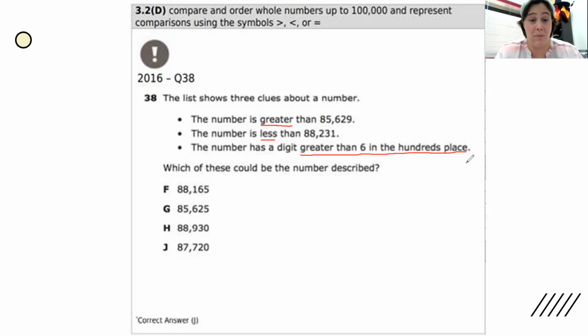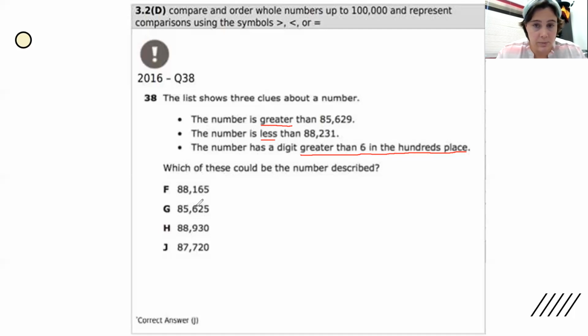That's really important information. So now I'm reading the actual question. Which of these could be the number described? Okay, based off of the clues, it's going to be greater than 85,629. So let's go ahead and look at our answer choices. Well, here's 85,000.